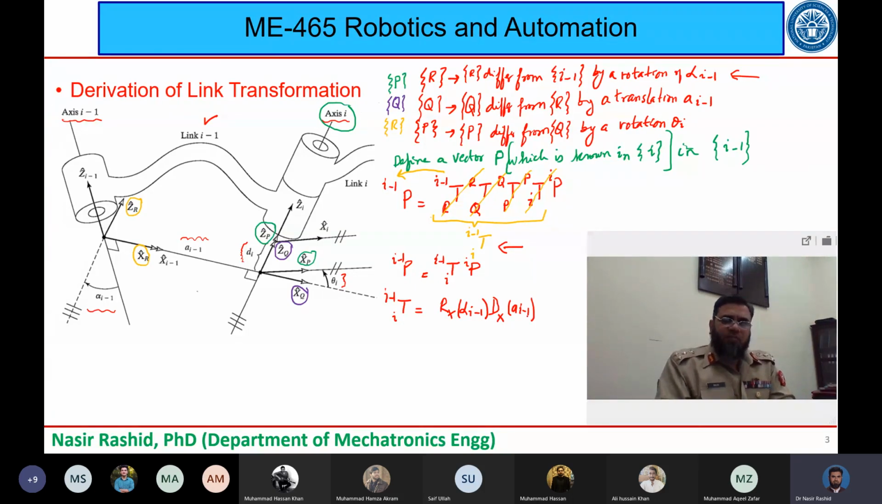ठीक हो गया? Okay, now let's move forward and see कि इससे अगला क्या था? This was between P and Q by rotation, the difference was a rotation theta_i between P and Q, and it is about z axis. So let me just write it down. So this is a rotation about z by an angle theta_i. ठीक हो गया?